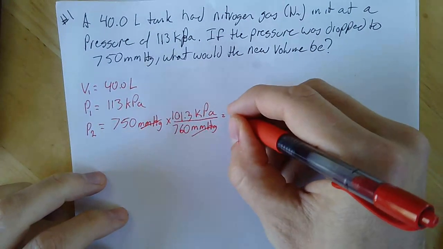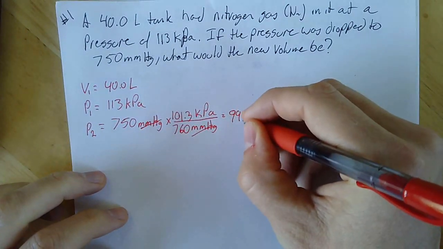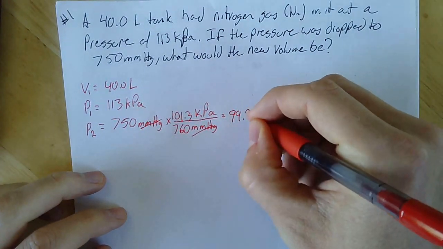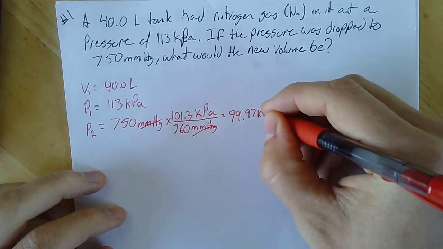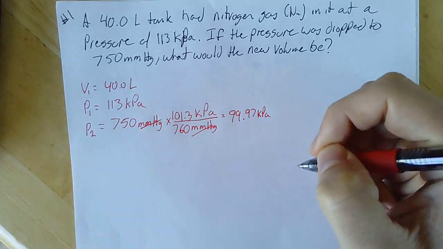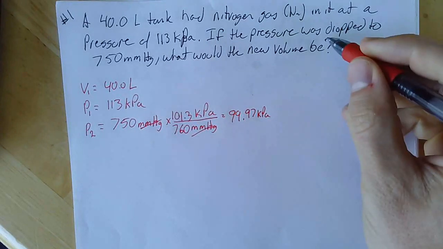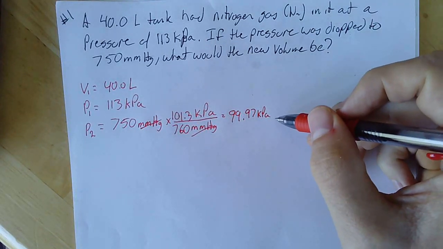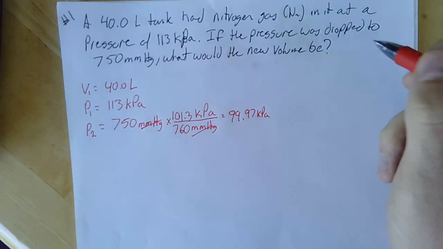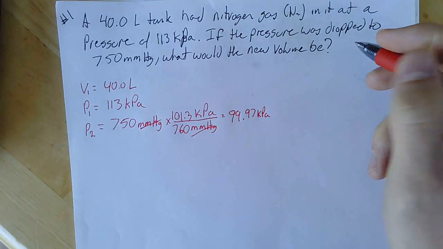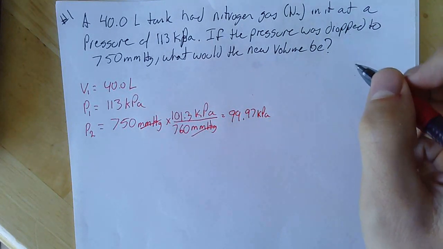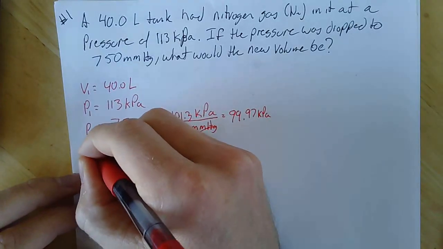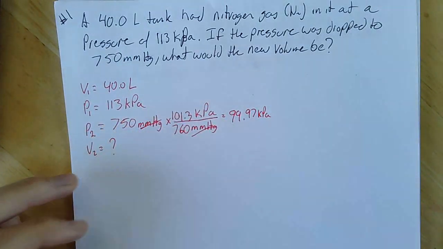and we get 99.97 kilopascals, right? So you can see where the drop came in, because this was actually dropped. So it should make sense when we do our math, and that's why I wrote the problem that way, just so you can see that. And then it says, what would the new volume be? All right, so then we have this new V2, and we go from there.